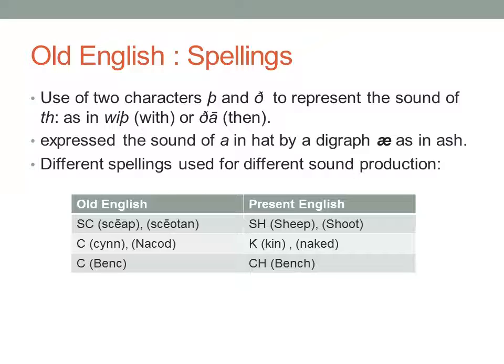We see that in the Old English, the C character was generally used for the k sound, and the fricative ch, which we find in our present day English, was earlier in the Old English represented by again the C sound. So as we see in bench, in the Old English spelling BENC, which is bench, in the present English it is written CH, bench.